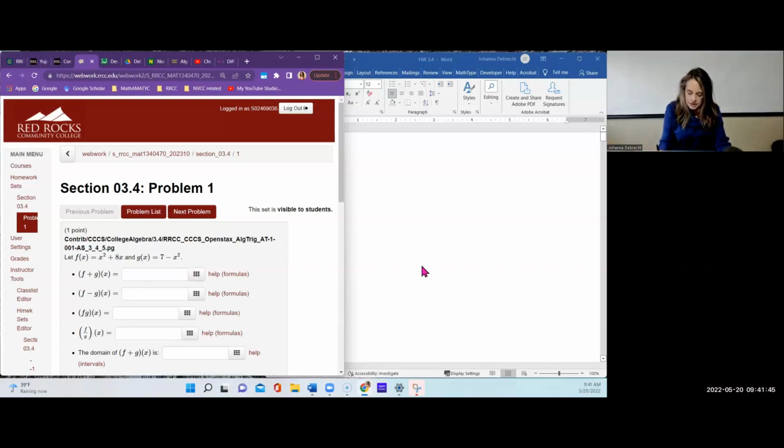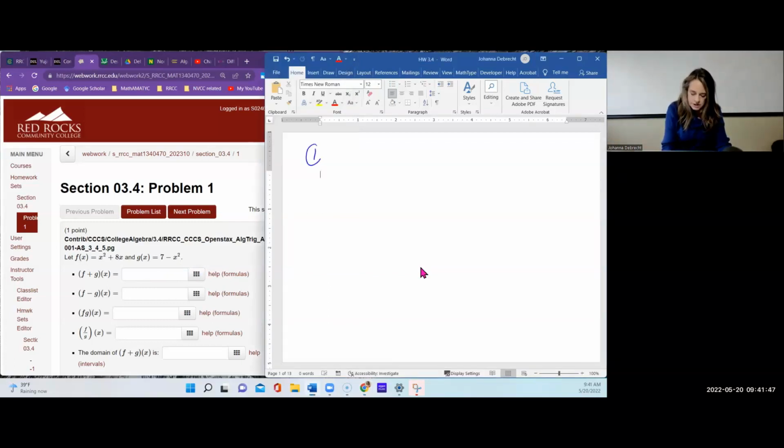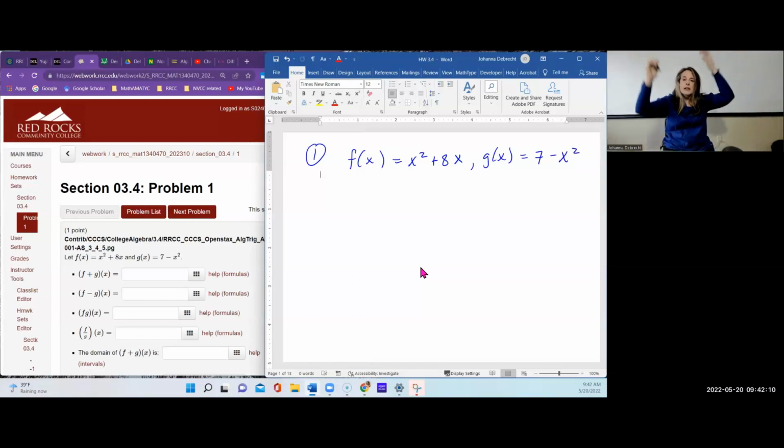When we're looking at this, we want to first write down the functions that we have. Remember, this is to protect you in case you make a mistake and accidentally think of the wrong function. That way I know what you're starting with. We have two functions, f of x, which is x squared plus 8x, and a second function, g of x, 7 minus x squared. These are both parabolas, which of course graph like this, and they're quadratic equations.